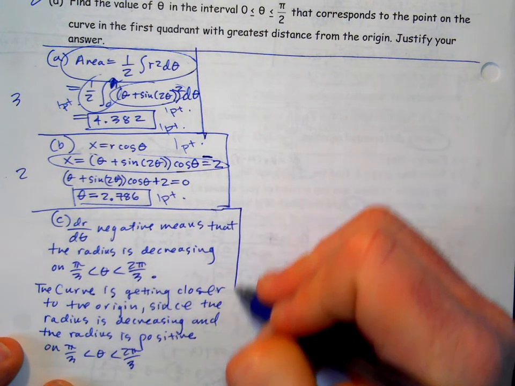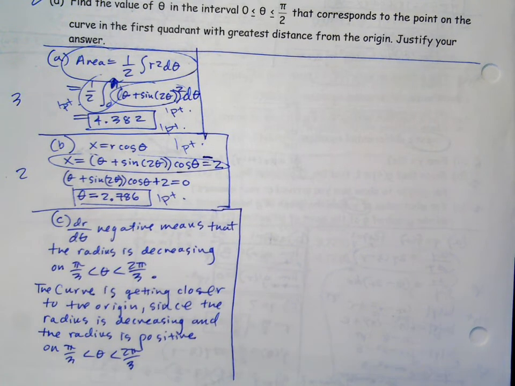So getting closer or further from the origin is a lot of times what they are looking for if you're talking about an object on the curve. And sometimes they combine parametrics and polar together.